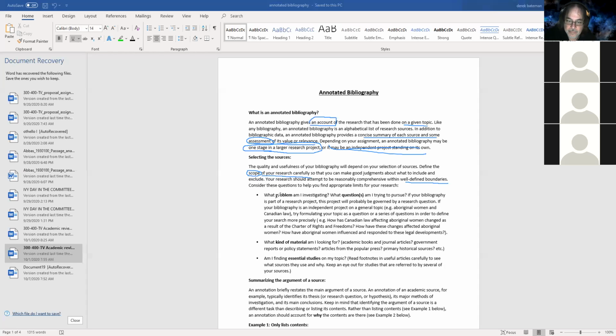well-defined boundaries, and then these are some questions to consider, right? So now it comes back to being comfortable with your project. You all should be at this point. What problem am I investigating? Or what questions am I trying to pursue? Okay. Research, you'll have that research question. We know this. I'm not going to go through this in too much detail. You can, and you should read through this, so I don't have to read it to you.